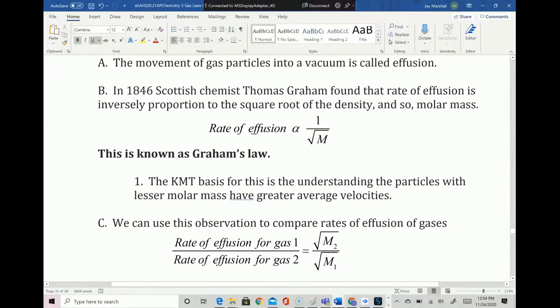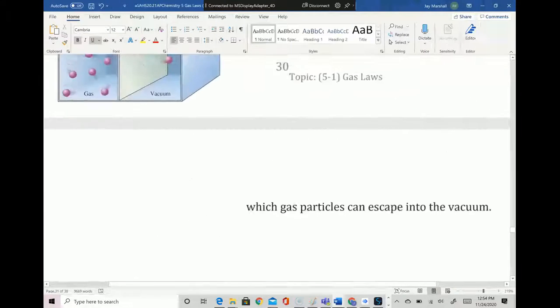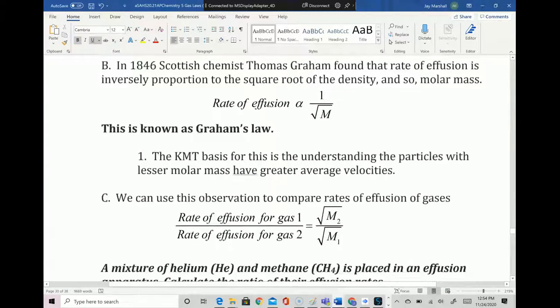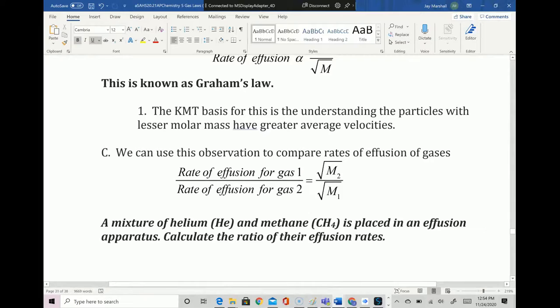Okay, so hopefully it makes sense that the greater the mass I have, the slower I'm going to effuse into a vacuum. Okay, and the kinetic molecular theory basis for this is the understanding that particles with less molar mass have greater average velocities. Right?